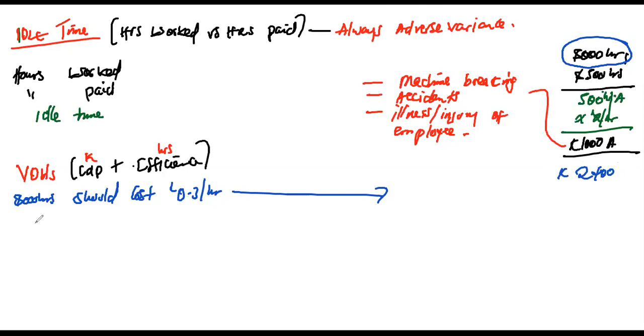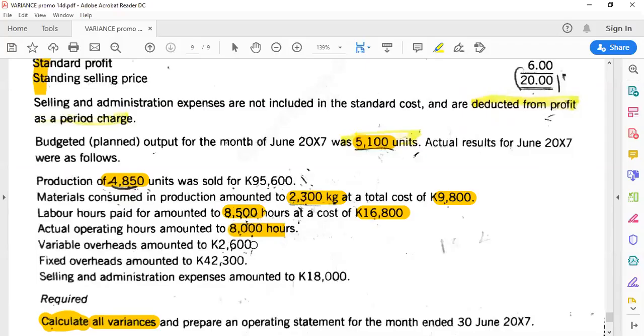This is money. But they did cost how much? The variable rate, they did cost how much? They did cost 2,600. In case you are wondering where Madam Emma is getting those figures, they have been given to us in the question. See, variable overhead amounted to 2,600. There it is. It has been given to us in the question. No need to guess. Just take your time, chill, and then move on.